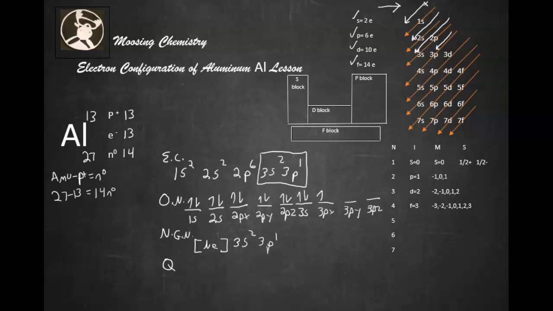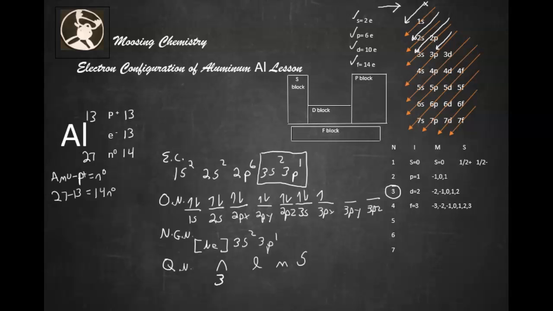So the quantum numbers. We have N, L, M, and S. Well, what period is aluminum in? So we look at the principal quantum number, which is our N number, and that tells me I'm in the third period. So we write 3 down.